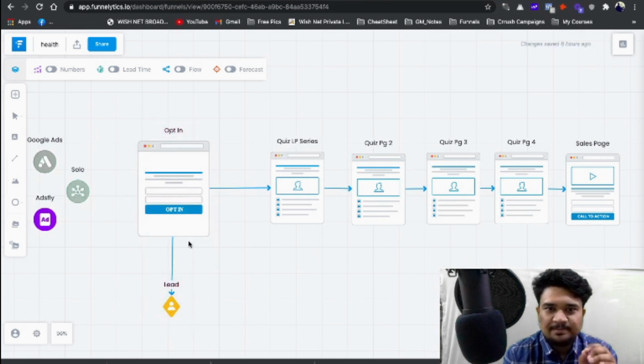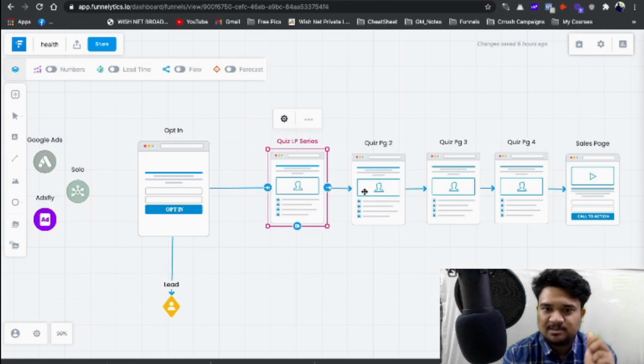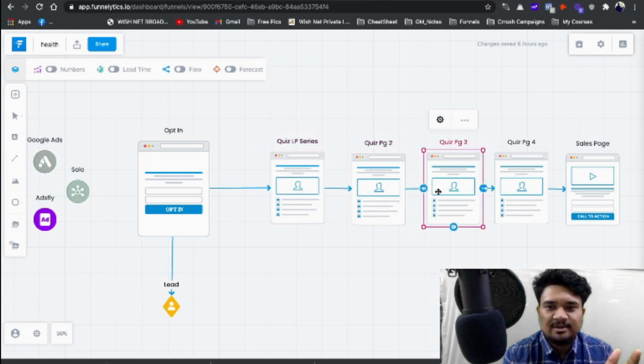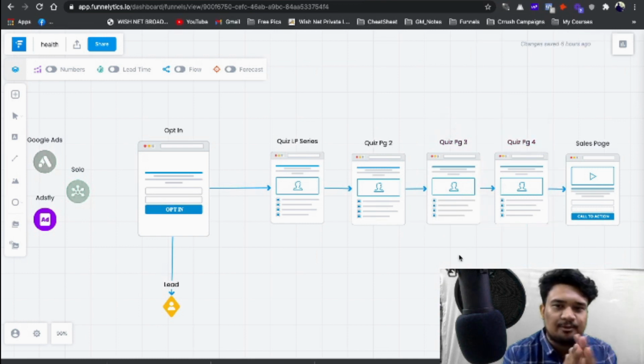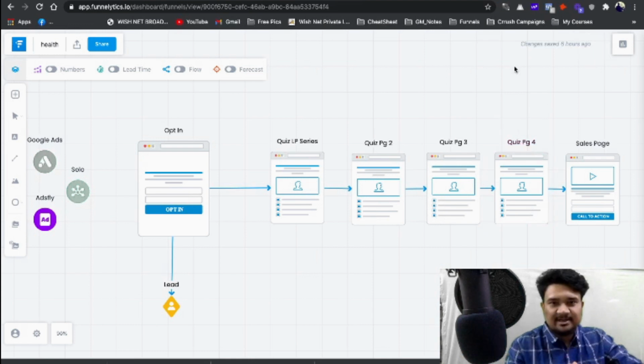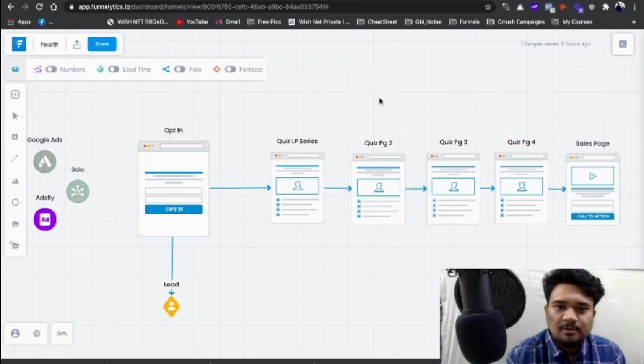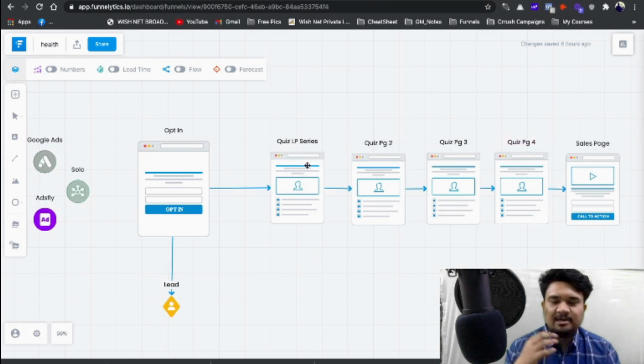Now once a person opts in, he or she should be redirected to the quiz landing page series. Guys, suppose this is quiz page 1, this is quiz page 2, followed by quiz page 3, and say quiz page 4. You can have up to quiz page 7 or 8, not more than that. Now if a person goes through all the quiz pages, after quiz page 4, I'm going to redirect to my affiliate link to the sales page. So when our audience comes in, he or she will have a proper engagement with our product. Okay, so it's the best option to go for quiz landing pages.